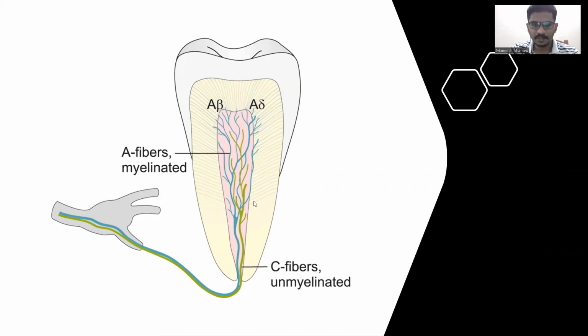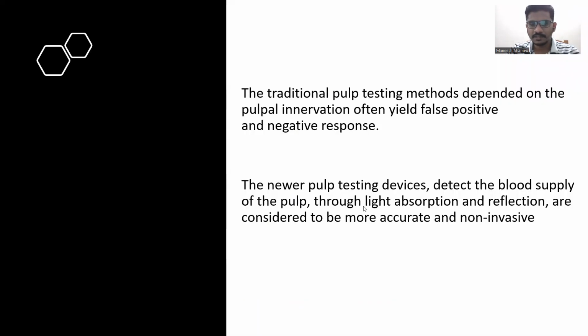A delta fibers are responsible for the transmission of sharp, shooting type of pain, and C fibers are responsible for mild, dull, aching pain. The traditional pulp testing methods depend on the pulpal innervation and can yield false positive or negative responses, as I explained earlier. The newer pulp testing devices detect the blood supply of the pulp through light absorption and reflection and are considered to be more accurate and non-invasive.